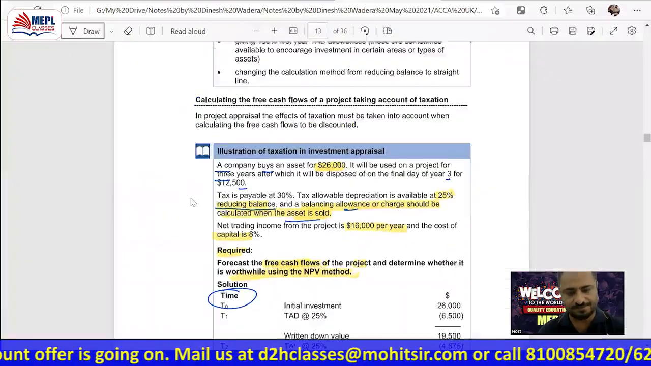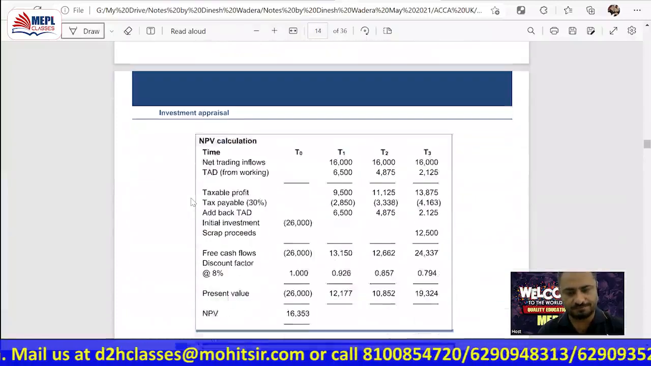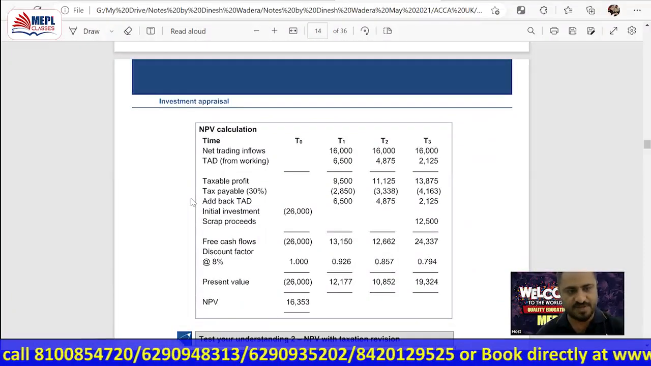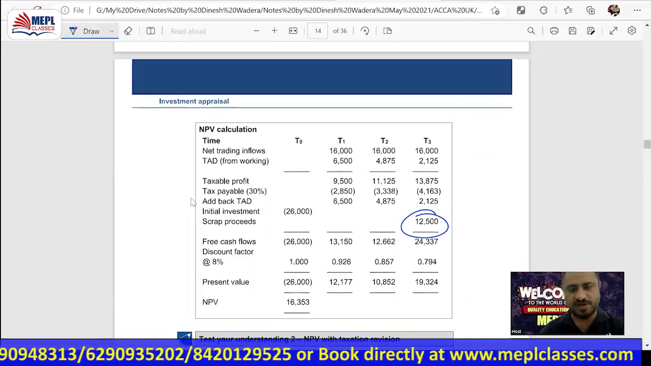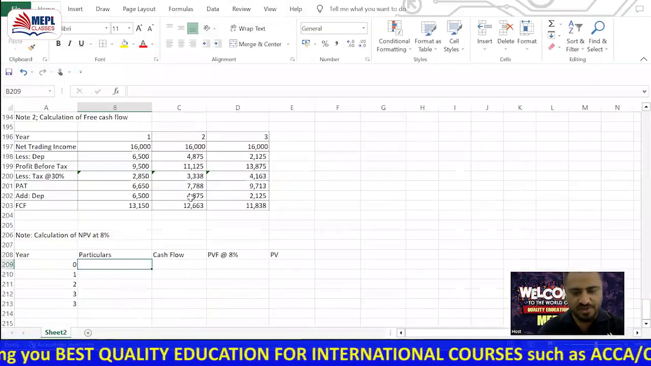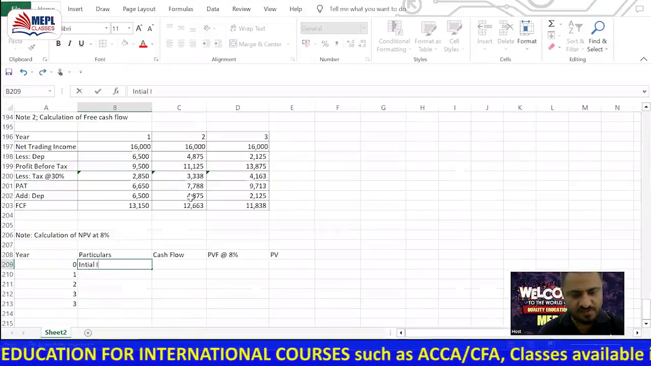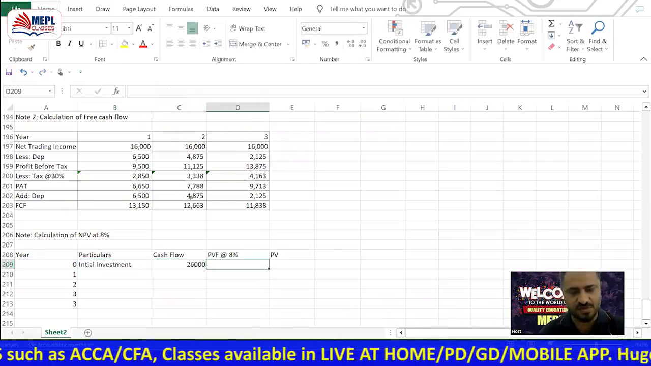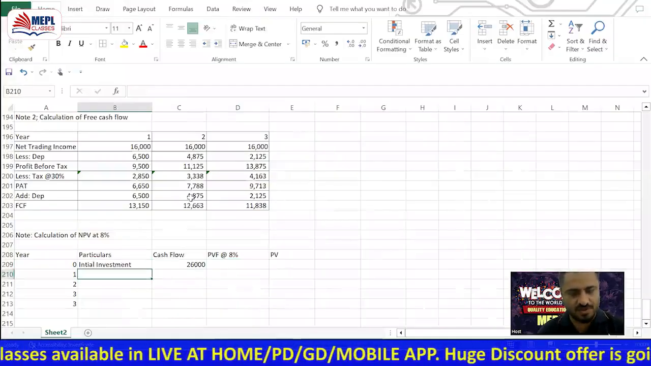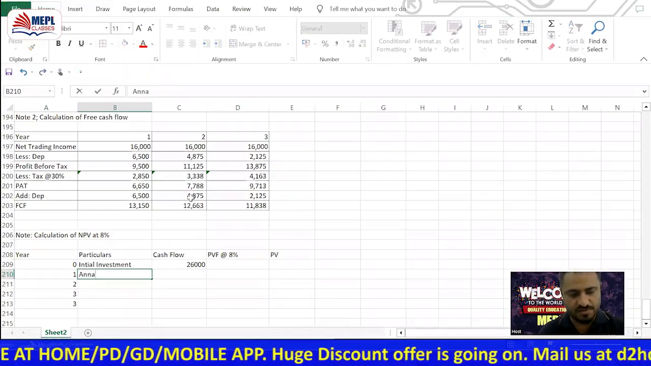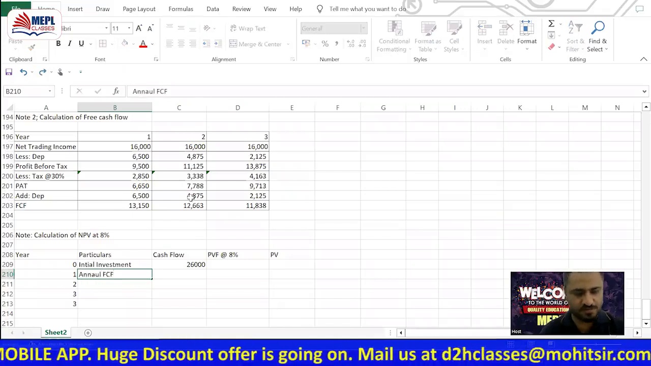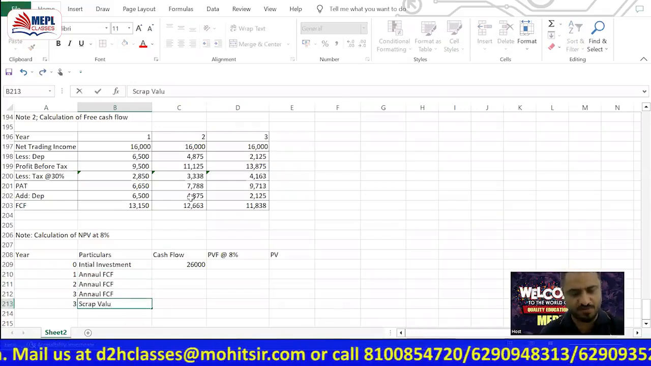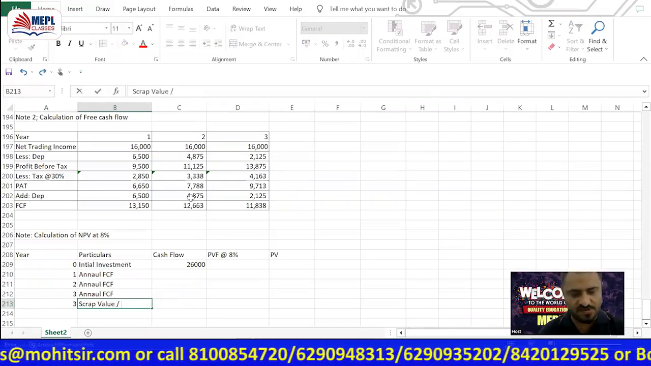Tell you why. Because you are going to get a scrap proceed back. That is an important consideration while solving these kind of questions. So in year 0, you will have initial investment, which is your $26,000. Then you will have annual cash flow, free cash flow, and then you will get your scrap value or sale proceed.